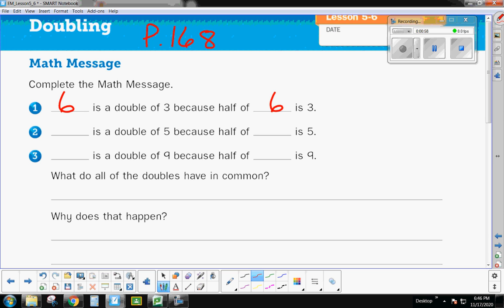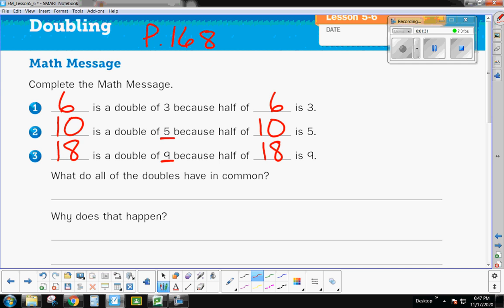Let's look at number 2. Blank is a double of 5 because half of blank is 5. So what's a double of 5? Well, 5 and 5 is 10, right? Because half of 10 is 5. Next, blank is a double of 9 because half of blank is 9. So what is a double of 9? 9 and 9 is 18 because half of 18 is 9.